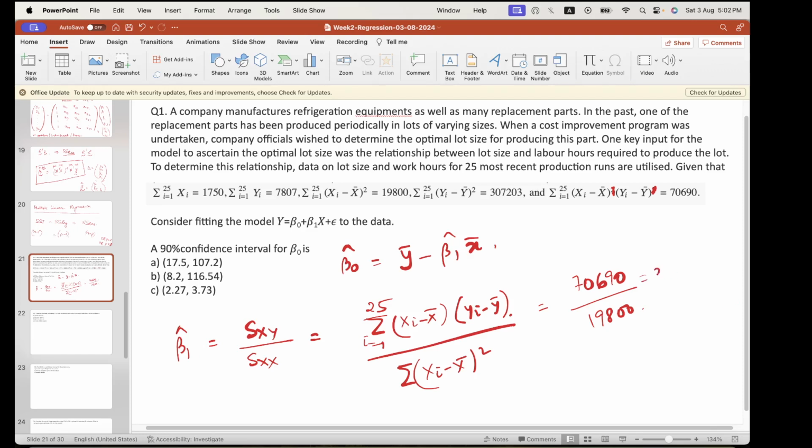So this is 3.57. Okay, so now that we have beta 1 hat, the next thing is to get the estimate of beta naught hat. This would be y bar, that is summation yi divided by n. So it would be 7807 divided by 25 minus 3.57 into x bar. X bar would be 1750 by 25.